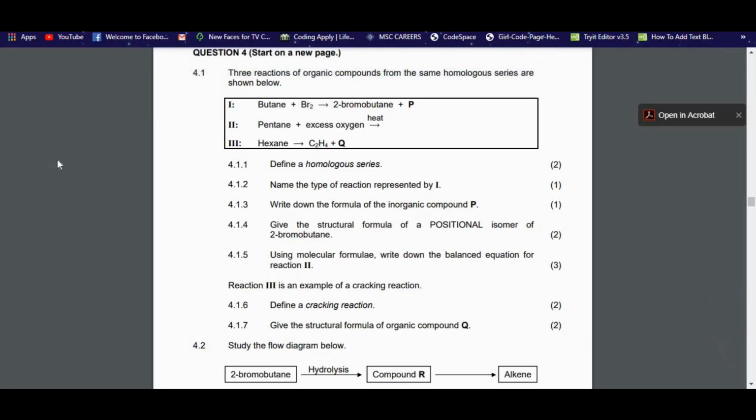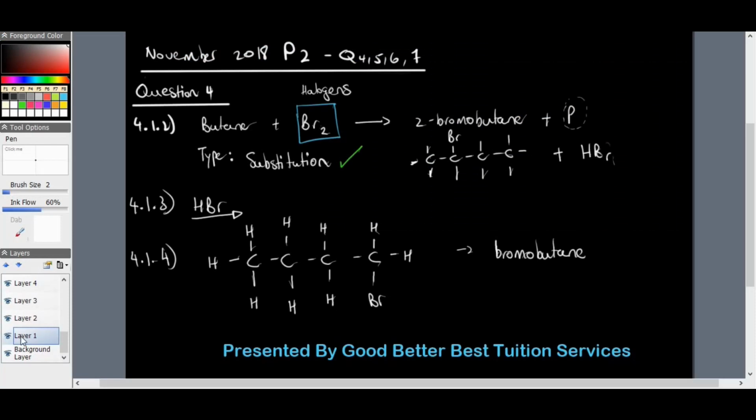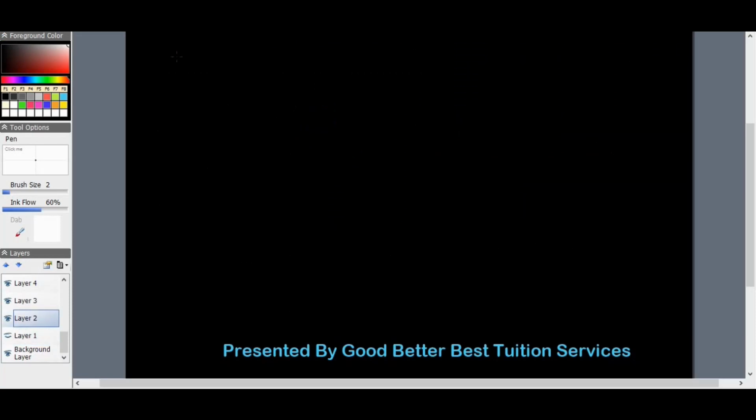4.1.5, using molecular formulae, write down the balanced equation for reaction number 2. Now reaction 2 is pentane. Let me just change layers quickly so I can fit this in. This is 4.1.5. So we've got pentane, so it should be C5H12 plus oxygen, so plus O2. That should give us carbon dioxide plus water.